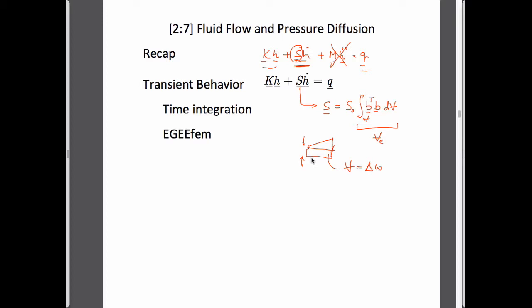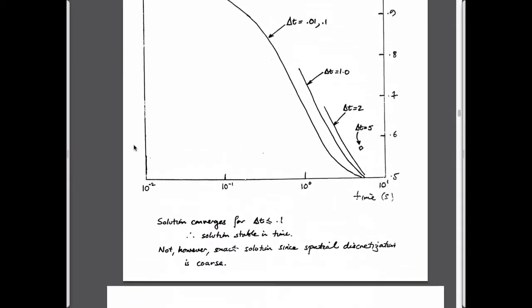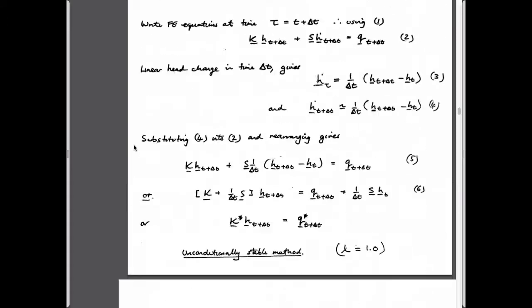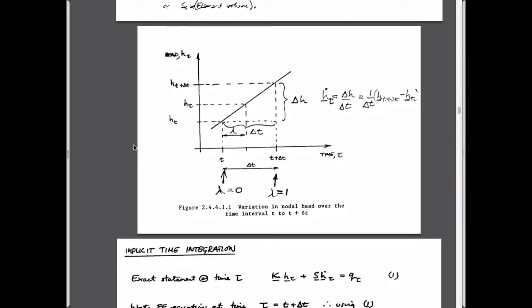Once we know what these matrices are, the other problem we have to deal with is time integration. We went through an example by writing our matrix equations either at t plus delta t, or at t, or at any point in between. We call this one implicit solutions, and we call this one explicit. We solved an example using the implicit one last time.